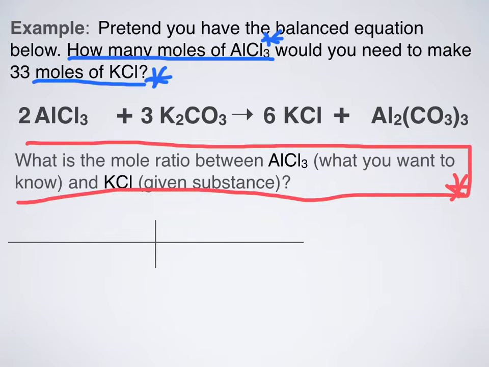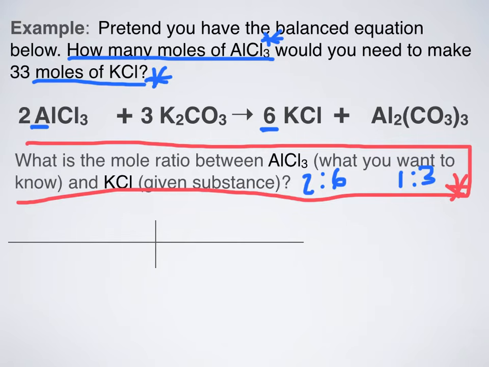So if I look at that, I have a 2 to 6 ratio. 2 to 6. If you wanted to simplify that down, you could have said 1 to 3. Either way, you'll get the same answer. So it doesn't matter which one you do. But notice I have a 2 here, 2 here, 6 there. That's where those numbers came from.